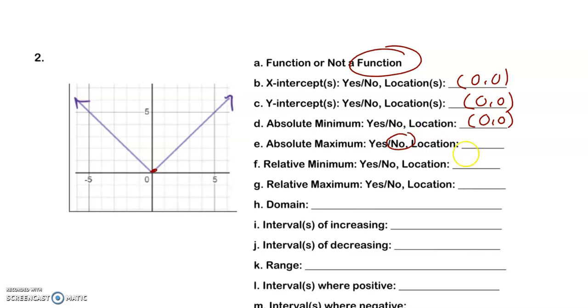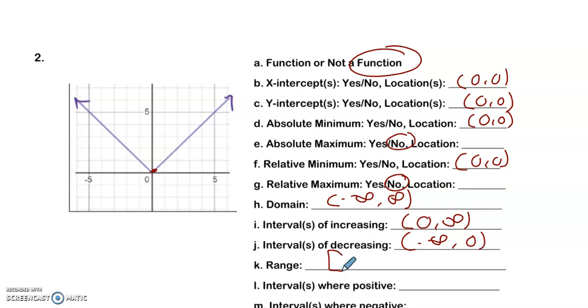Relative minimum, it is (0, 0). And relative max, it goes on forever. So we have a domain of negative infinity to infinity. And then intervals of increasing is 0 to positive infinity. And decreasing is negative infinity to 0. Now the range, 0 is the lowest. So that's why there's a bracket, not a parenthesis, and to infinity.